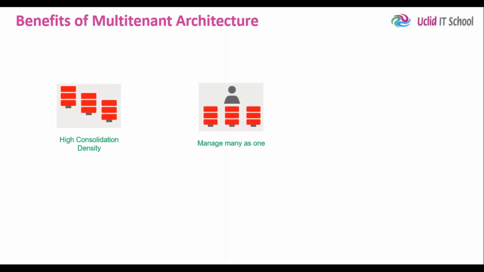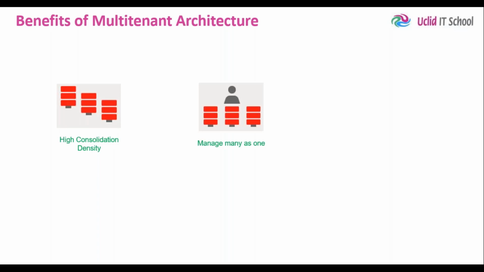So by now, you must have understood the benefits of multi-tenant architecture. Let us summarize the benefits of multi-tenant architecture. High consolidation density. Just now we saw you can consolidate up to 4096 PDBs. Probably all your databases can be consolidated into one single CDB. Of course, it depends on your planning.